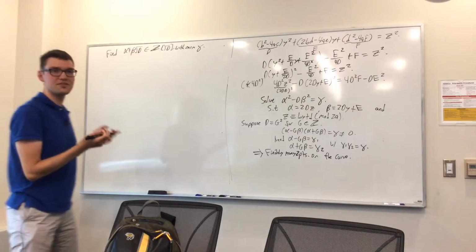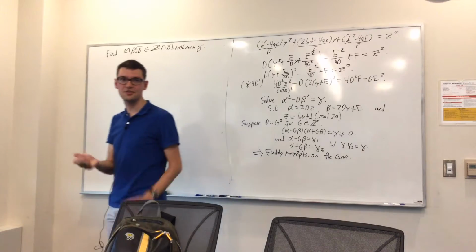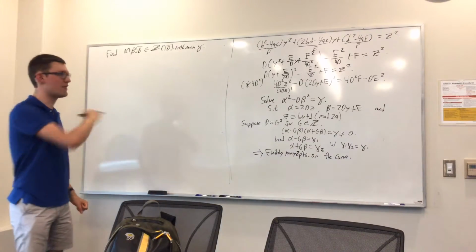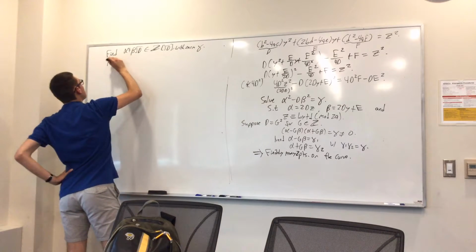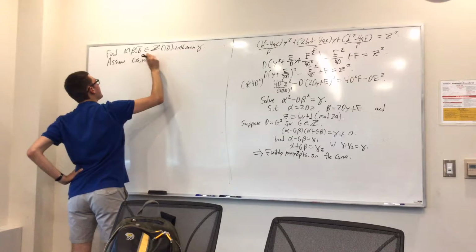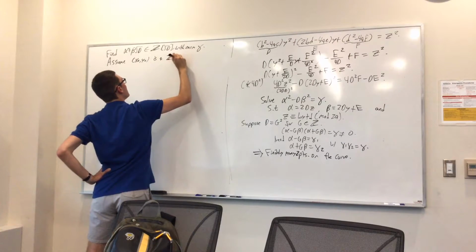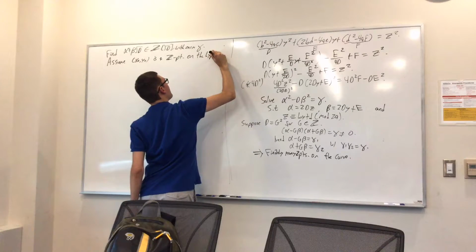So what I want to prove in this case is there's either no points or infinitely many. The way I'll prove this is I'll start by assuming there is one, and then I'll use it to crank out infinitely many points. So assume x naught, y naught is one of these points.